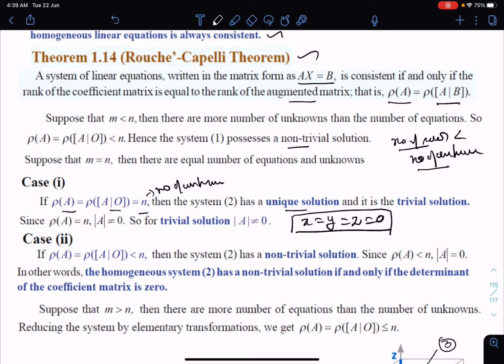What about the other one? That we are going to take as case 2. If the rank of A equals the rank of the augmented matrix [A|O] and is less than n, then the system has a non-trivial solution, because it is less than the number of unknowns. Previously we have seen that we get an infinite number of solutions. Here also we have a non-trivial solution where determinant of A equals 0, if and only if the determinant of the coefficient matrix is 0. This condition should be satisfied, then only you get a non-trivial solution.